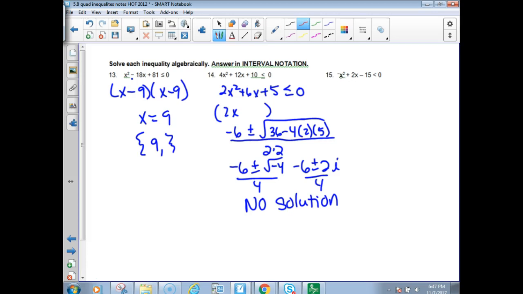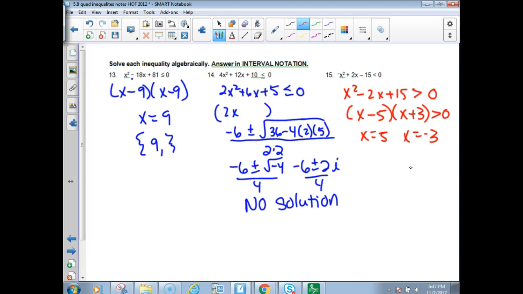Okay, and 15, I would multiply the entire equation by negative 1. And that, oops, got to change all the signs here. That is going to turn around the inequality symbol also. So I flip that around, greater than 0 now. And then I factor this, let's see, going to be x minus 5, x plus 3. I get x is 5 for one boundary number, and x is negative 3 for the other.